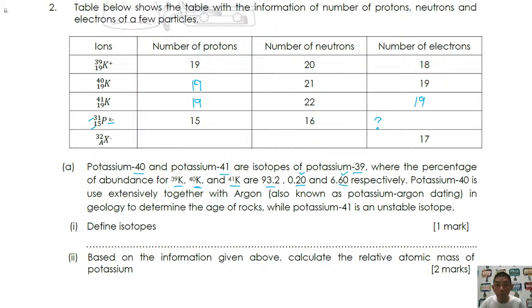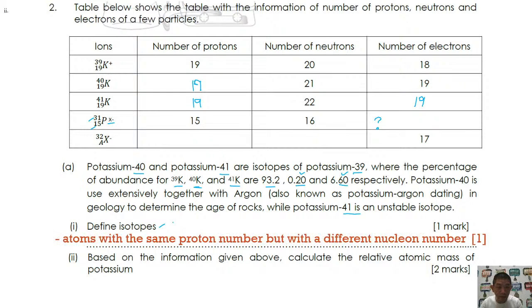Potassium 40 is used extensively together with argon, also known as potassium argon dating, in geology to determine the age of rock, while potassium 41 is an unstable isotope. So 1, define isotope. You must know exactly how to define isotope. An isotope definition must have the following keywords. The first keyword must be atoms. You cannot say particles. You cannot say substance. You must insist on the word atoms. Atoms with the same proton number, or if you say number of protons, that also can.